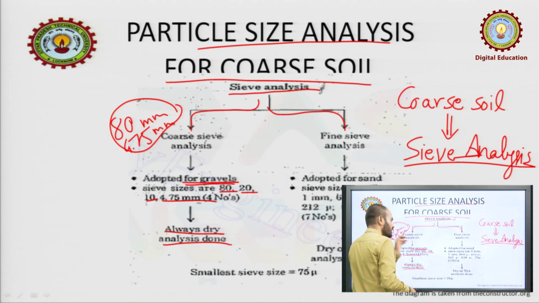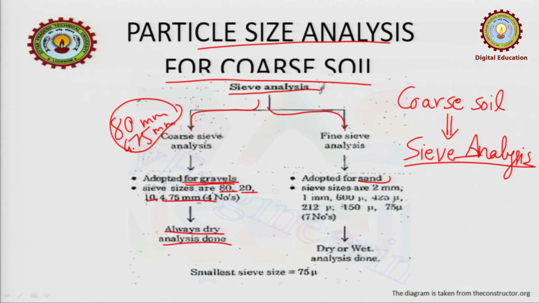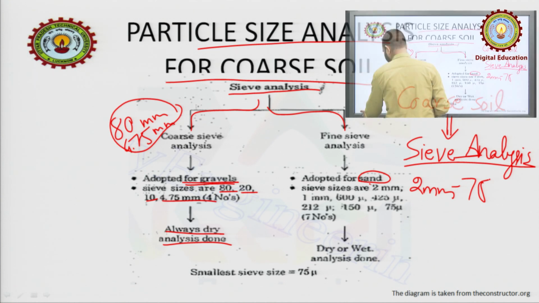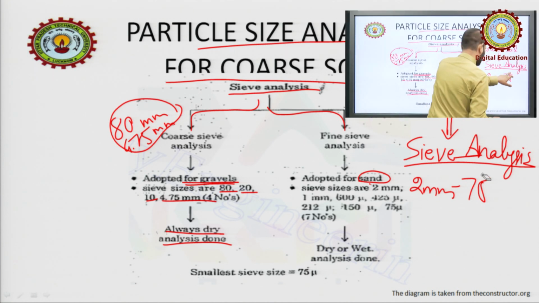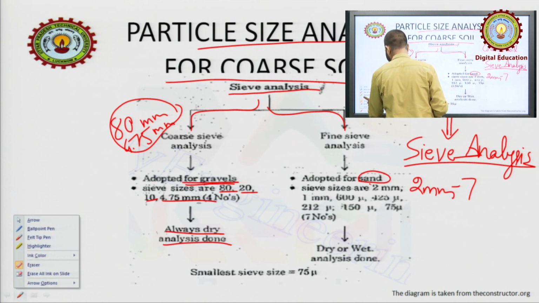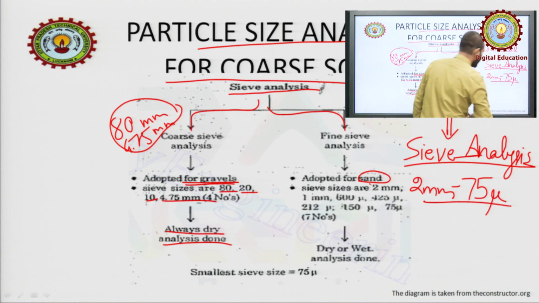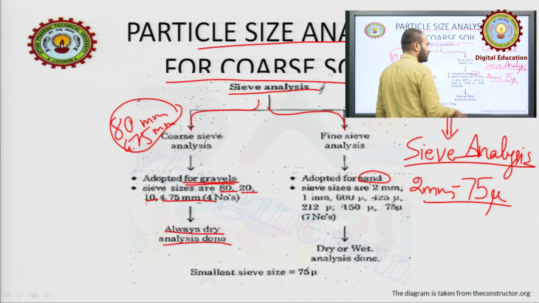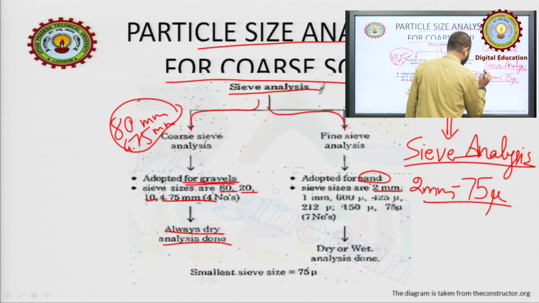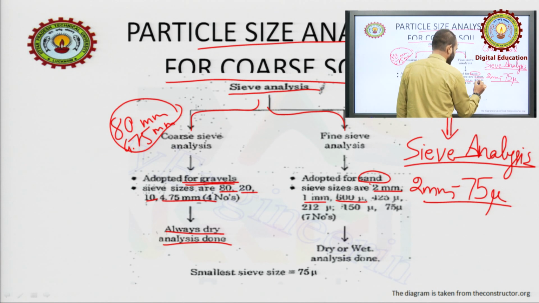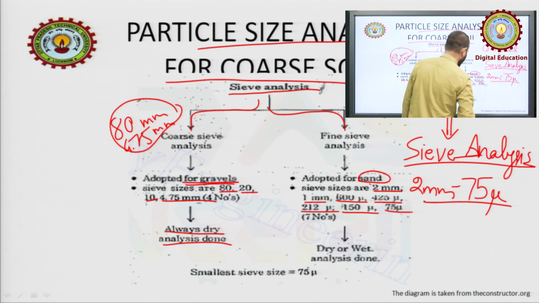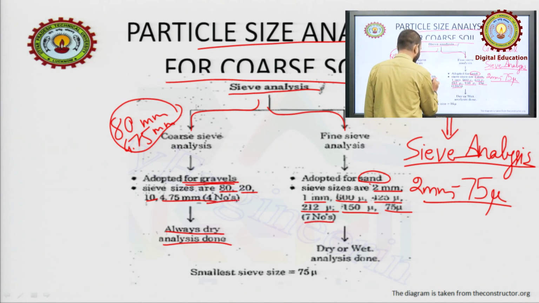But in fine sieve analysis, what is fine sieve analysis? This is done for obviously sand. Now sand, what is the range? 2 mm to 75 micron. So we will have these sieves accordingly: 2 mm, 1 mm, 600 micron, 425 micron, 212 micron, 150 micron, and 75 micron. Okay, 7 numbers. Here we had only 4 numbers.